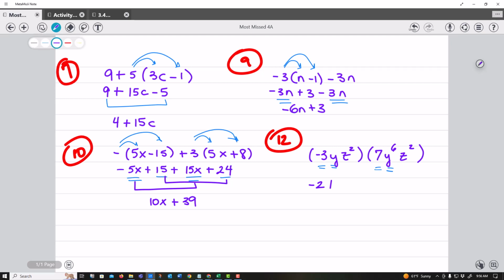And remember, when you multiply with the same bases, the base means this big number, you actually add the exponents. Well, remember, when you don't see an exponent here, there really is an exponent of 1. So I am going to add those exponents, how I get the 7th power. And then I'm going to do the same thing with the z's. So z squared times z squared, and then I add these exponents to get the 4th power.